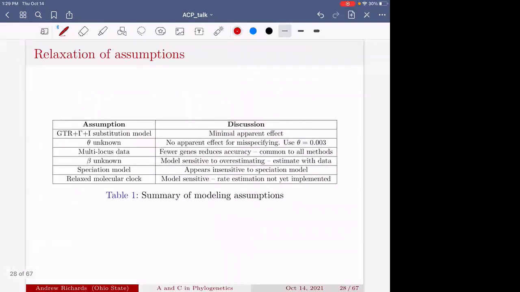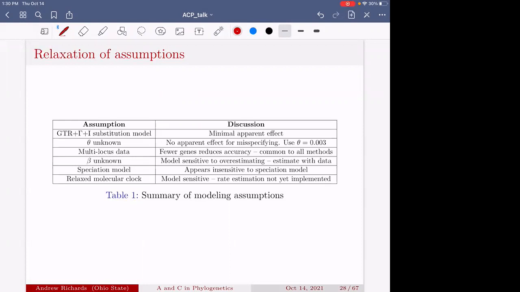So we relaxed a number of assumptions to see how robust our model was to those assumptions being violated. The first off, instead of the JC69 substitution model, we simulated data under a GTR plus gamma plus I model, and that really didn't have any effect that we could notice. No real effect upon our accuracy. So we just ended up doing all our simulations using GTR.